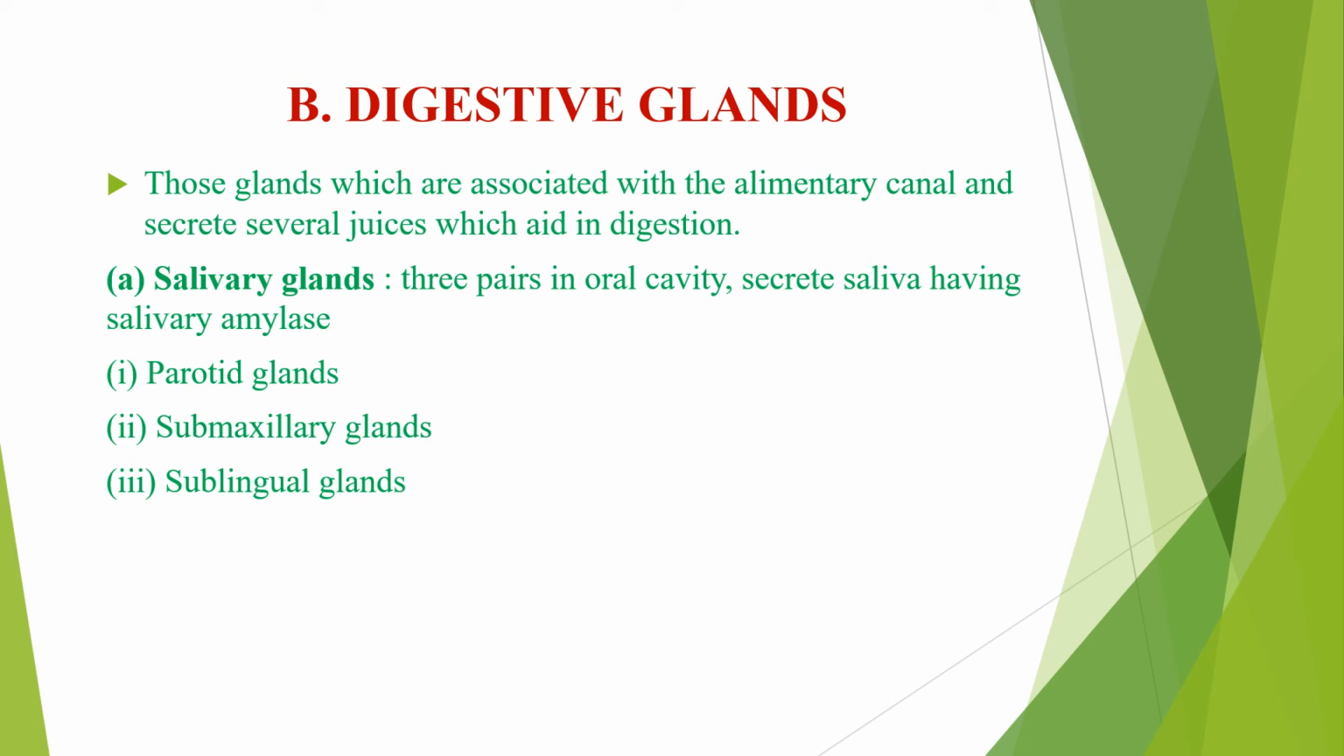First is the salivary glands. Salivary glands are total 3 pairs present in the oral cavity of the rat. They secrete the saliva containing the enzyme salivary amylase, which acts on the starch. तो 3 glands कौन-कौन से salivary glands? Parotid glands, submaxillary glands, and sublingual glands.